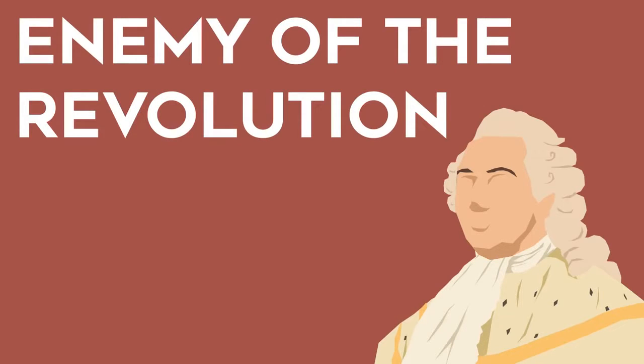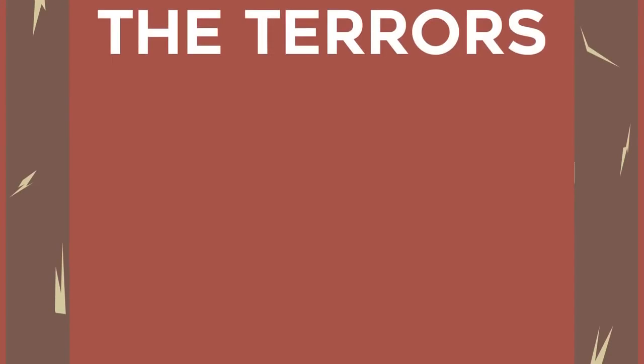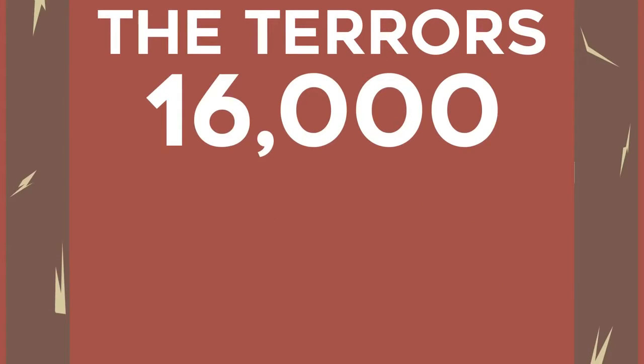The National Assembly suspended the monarchy, held a new election where every man could vote, and created a new republican constitution. Louis was held to trial, and by one vote, sentenced to the guillotine. This would set a trend and begin the Terror. 16,000 people were executed as enemies of the revolution during this period.